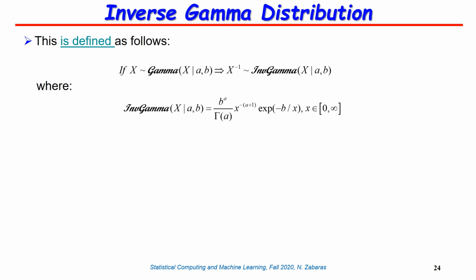Okay, since we defined the gamma distribution, I am going to tell you that there is an inverse gamma distribution. If x follows a gamma distribution, 1 over x follows an inverse gamma distribution with the same parameters a and b. And I give you here the definition of the inverse gamma distribution.